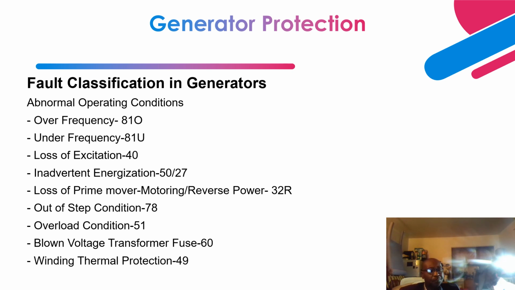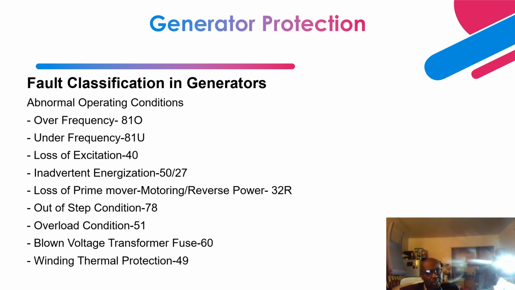Next is voltage transformer fuse loss, and that is designated by ANSI device 60. You have VTs that most of the time are located at the terminals of the generator, which measure the terminal voltage and scale it down to 120 volts line to line, or line to neutral of 69 volts, right?